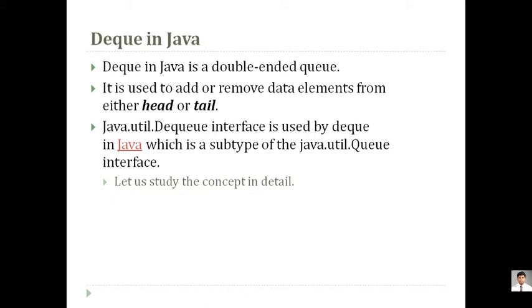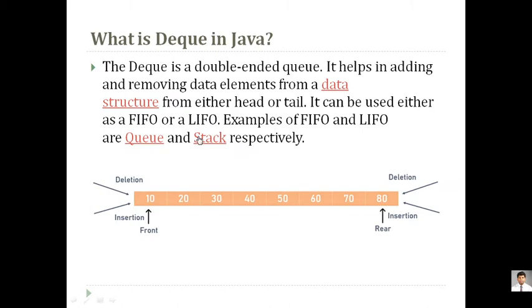It is the name of the interface which is present in your java.util package, and it is a subtype of the java.util.Queue interface. So actually, this is an interface DQ which is inherited from Queue as an interface. We'll be using this as an interface, and we'll go into detail on how to create this object.